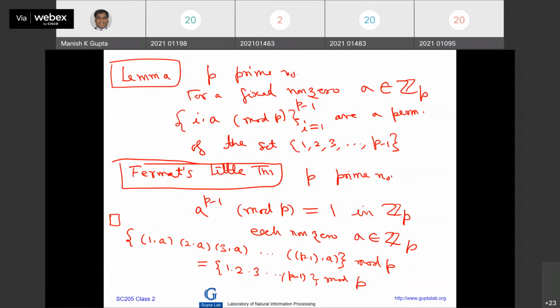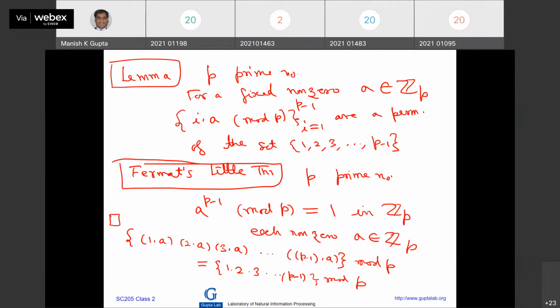Okay. Now this is a product. So 1 into 2 into 3 up to p minus 1 is what? Factorial p minus 1, right? And this a appears p minus 1 times. So factorial p minus 1 into a raised to power p minus 1 is equal to factorial p minus 1 mod p.